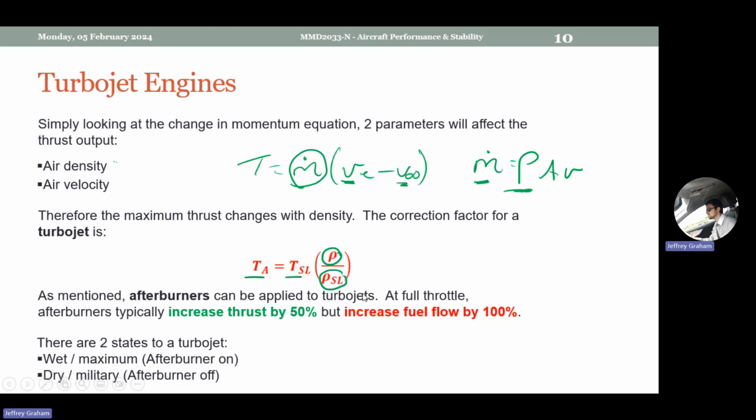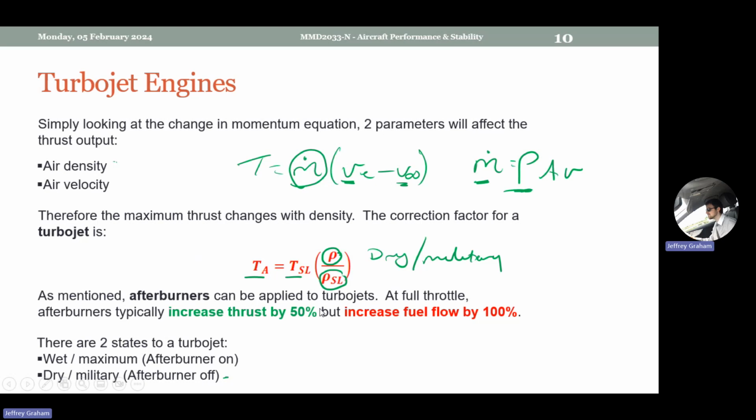Right, here's your technical terms. The turbojet, we can have a dry or military state, which is the form you can see here. This is the dry or military formula. Or you can then go on wet, where the wet means the exhaust system is wet with fuel, ready for the afterburner, you ignite it, it can have a maximum output.